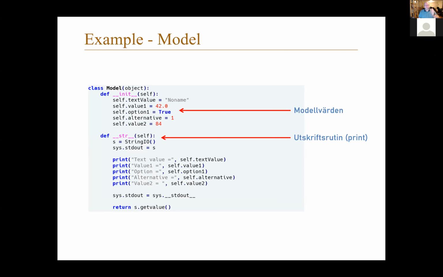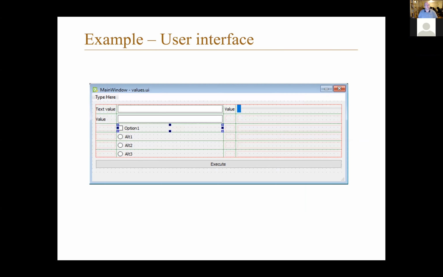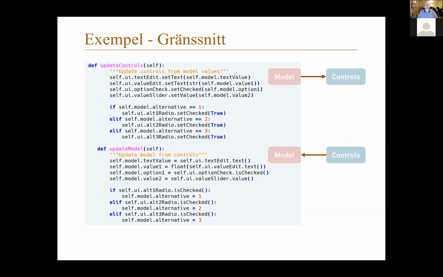So this is a very simple model. It is not even a calculation model. I have some values that are part of my model, for example, 42, an option true, false, alternative, value 84. I have a print routine, for example, printing out these things. I have a user interface that should display those things. And then I have two methods for populating. So update controls will take the values from the model, and I populate my user interface with those.